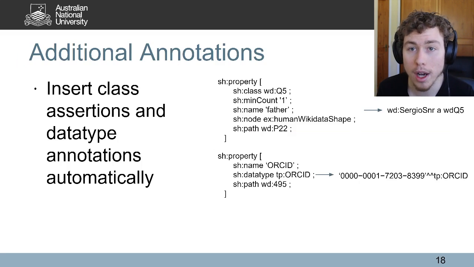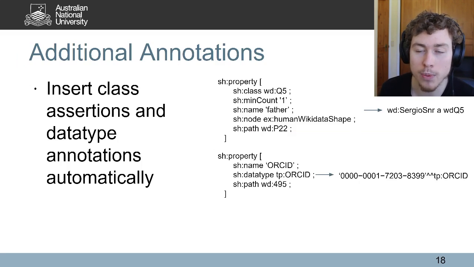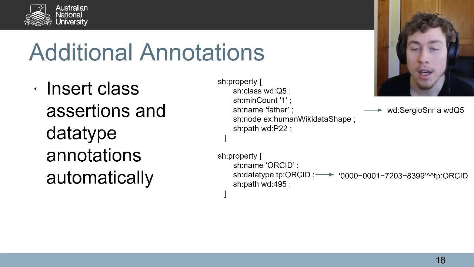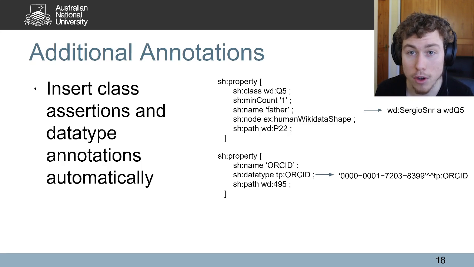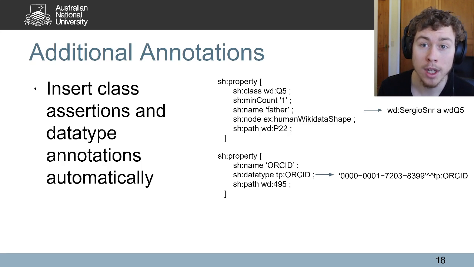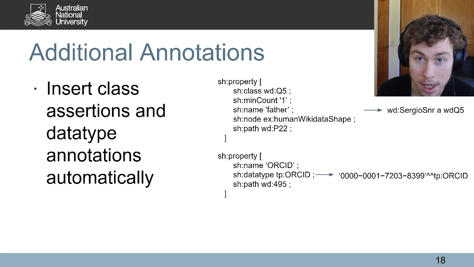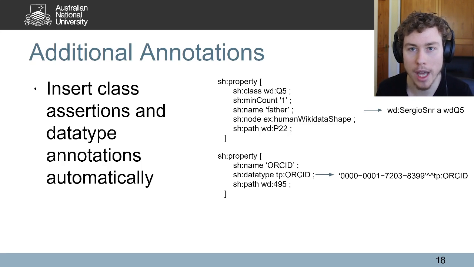There are a few additional things we do, as well as submitting the data that is input by users in this process. We also include the class assertions and the data type annotations automatically. So for instance, when we submitted the human Sergio Sr. in the previous example, we'll also add the triple that Sergio Sr. is a human. Or if we were to add something like an ORCID ID when we submit a data type property, we'll actually be sure to add that data type property associated with that ORCID ID.